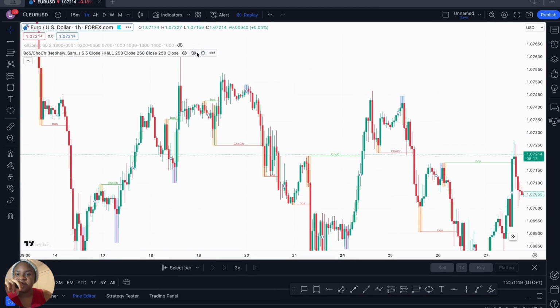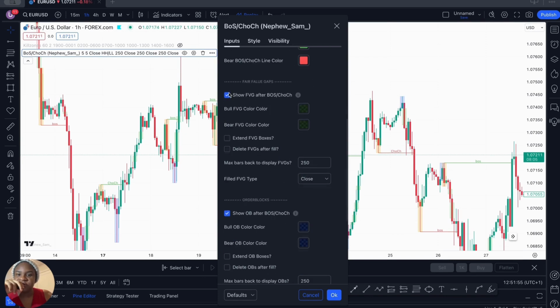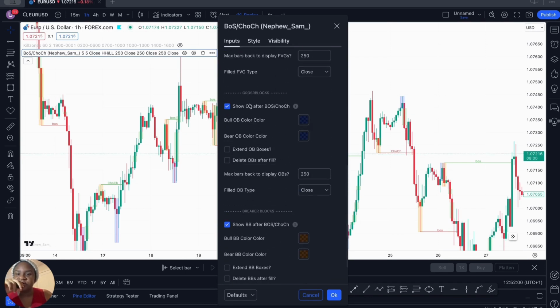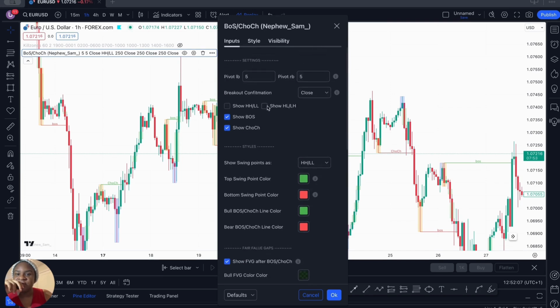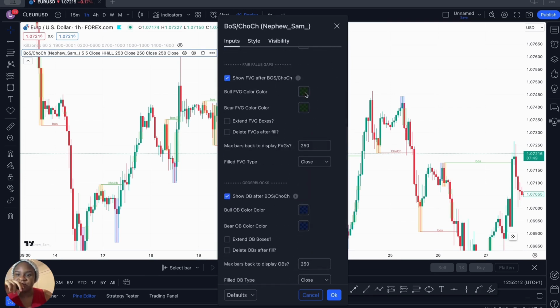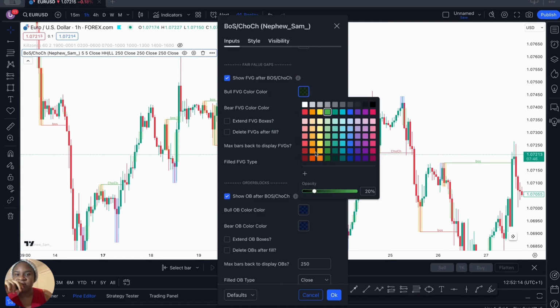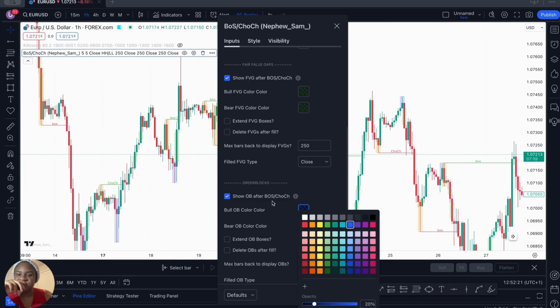You can come to your settings here and you can see show break of structure, show change of character. If you scroll down below, you will see show fair value gap after a BOS or a change of character, show OB after BOS and change of character. You can see it, right? You can come here and do your settings, how you want the colors to be. It depends on you. Everything still depends on you. How do you want the chart to be? You can come here, increase the green that you see here for the fair value gap. You can come here, increase the blue that you see for the OB.